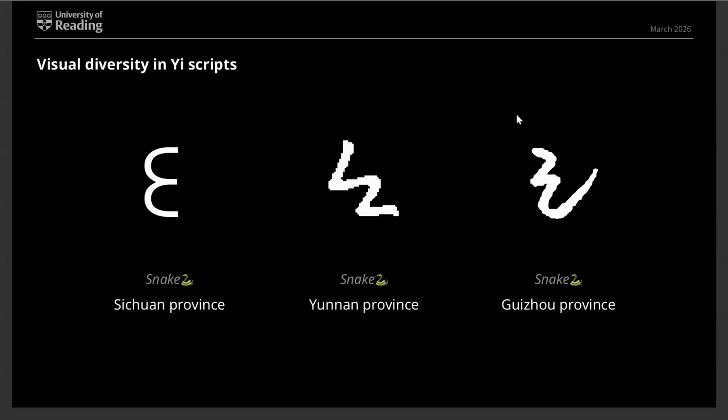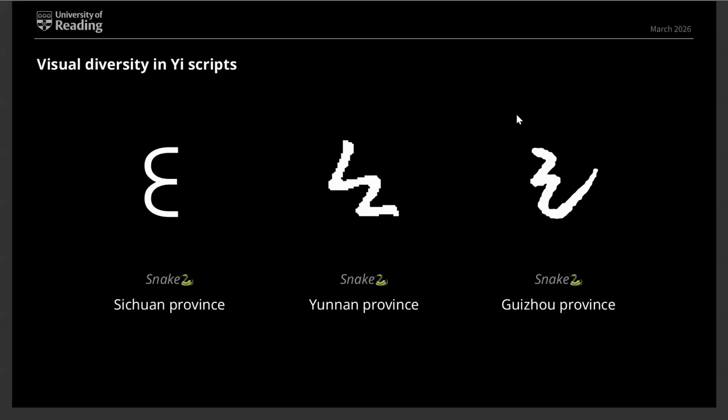I would like to begin with a very simple visual observation. If we look at Yi script spread across different regions, we immediately see strong visual diversity. Here, all three examples mean snake, but the forms are clearly different. So even before we ask linguistic questions, we are already facing a visual one. When we say Yi script, are we really thinking about one writing system with small variations, or something much more complex?